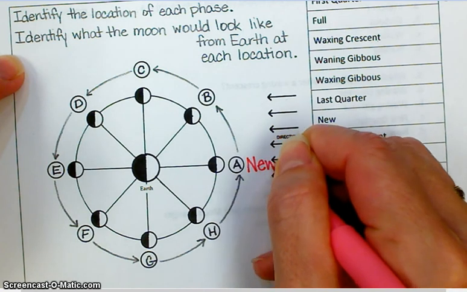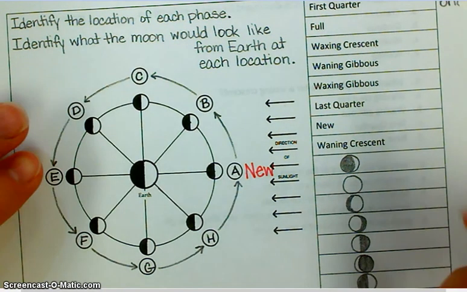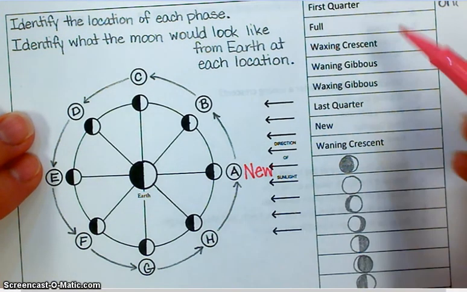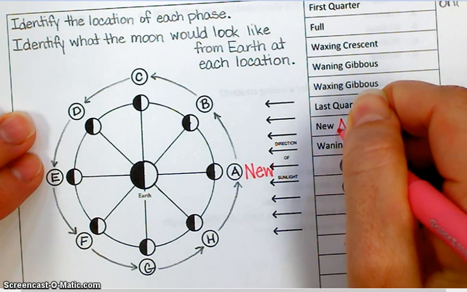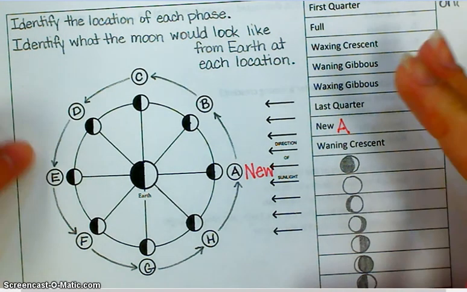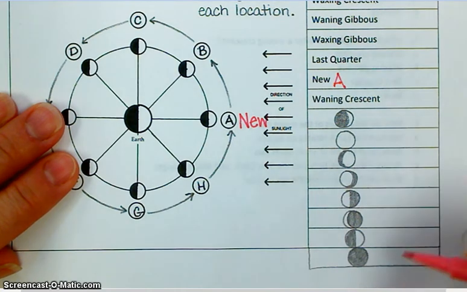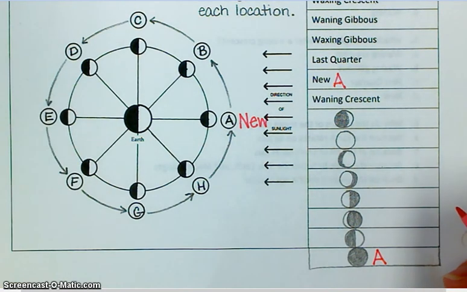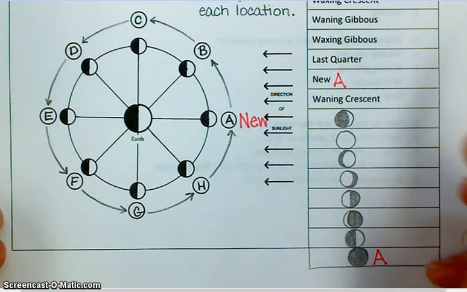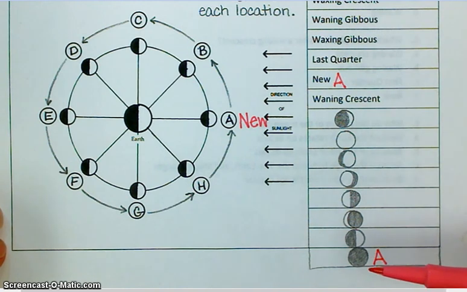Here's what I want you to do. You're going to label all of them, but you can do that on your own. I know that A is a new moon, so I'm going to go over here to this column. I'm going to put an A by new moon. And I'm also going to put an A down here for the drawing that looks like new moon. So do y'all see what I want? Okay, so you're going to do all the rest of the phases, and then you're going to put the letters by the appropriate term and by the appropriate picture.